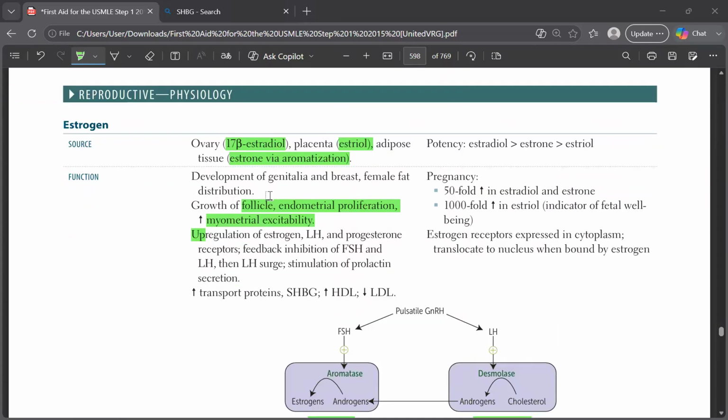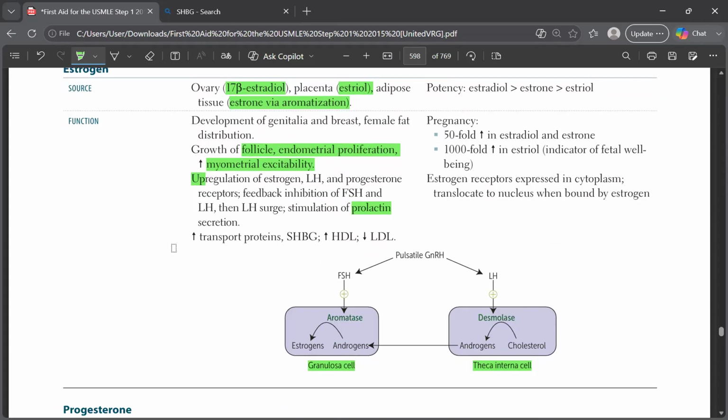The function is development of genitalia and breast, female fat distribution, growth of follicle, endometrial proliferation, and increased myometrial excitability. Myometrium is the middle layer of the uterus that contains the muscular part. Upregulation of estrogen, luteinizing hormone, and progesterone receptors causes feedback inhibition of FSH and LH. Then there is an LH surge, which causes the stimulation of prolactin secretion. And there's an increase in transferrin proteins and sex hormone binding globulins that causes an increase in HDL and decrease in LDL.